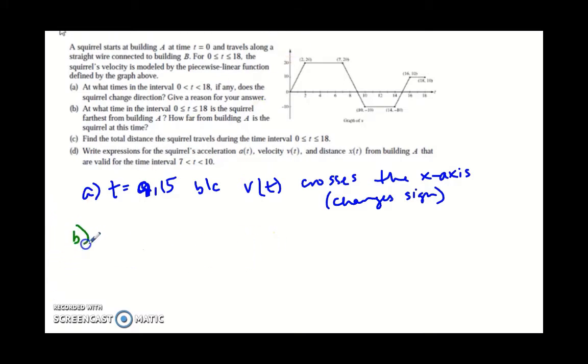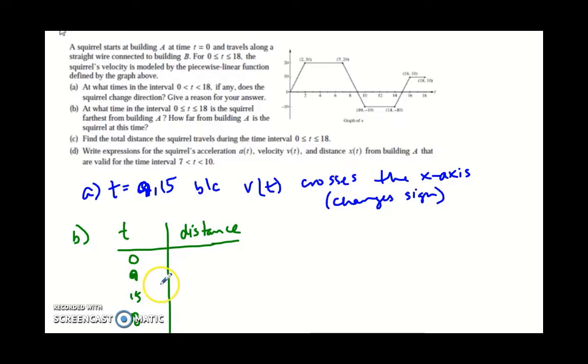Okay, part B is our big optimization problem. So at what time on the interval is the squirrel the farthest from building A? So we have to draw our little table of values, and then we'll label this the distance from building A, and we know we need 0 and 18, our two endpoints. And then we already identified in part A the two zeros of the velocity function, so 9 and 15.